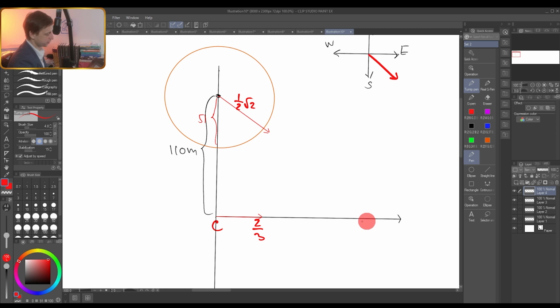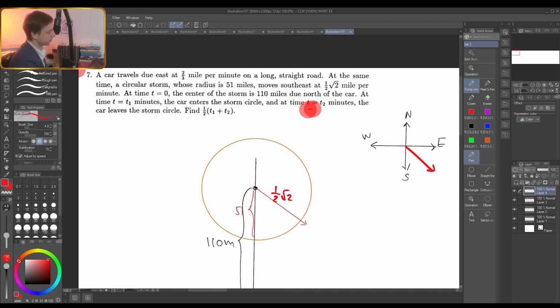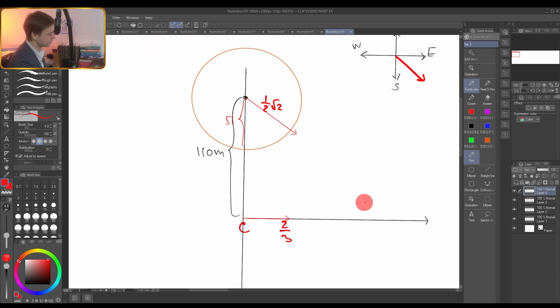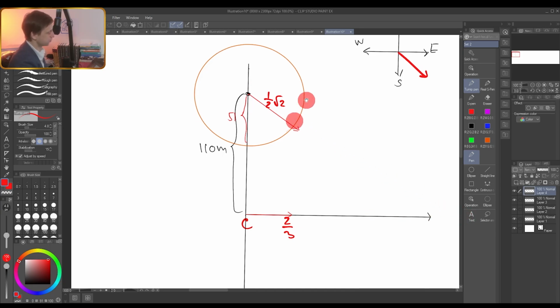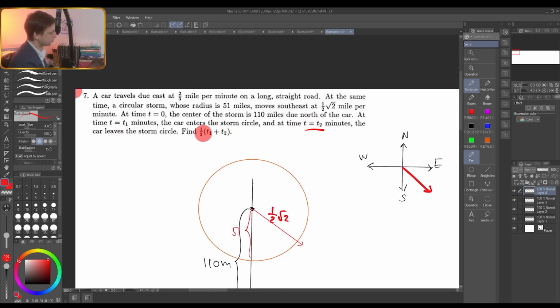After that, the circle is moving, the car is moving, but the car will be inside the circle for a while, and after a certain amount of time, the car will exit the circular storm, at the time t equals t2 minutes. You need to find the arithmetic mean, the average between these two times: t1, when the car enters the circular storm, when they meet, and after that, t2, when the car exits the circular storm. You need to find the arithmetic mean of these numbers.